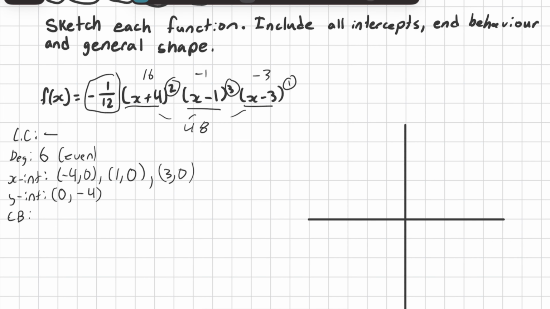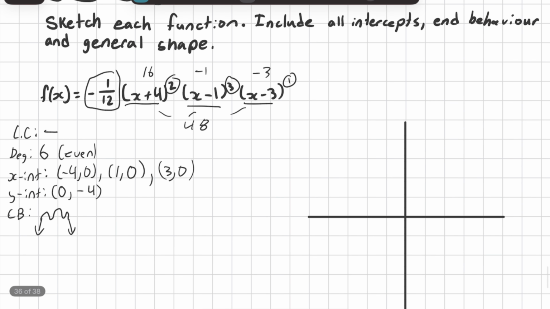And then end behavior, we have a negative leading coefficient. So it's going to be the reverse of what the positive would be. And then we have an even degree, so our arms are going to be facing down. And there's just going to be random stuff going on in here. And that's what all the information filled out is.